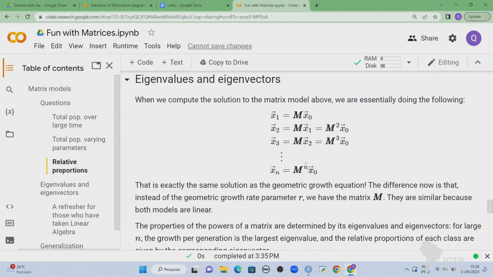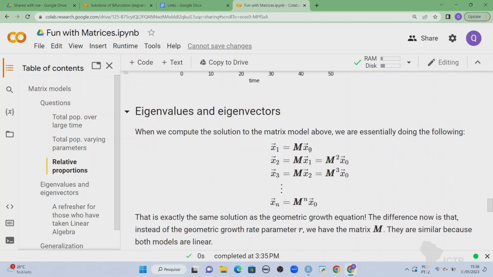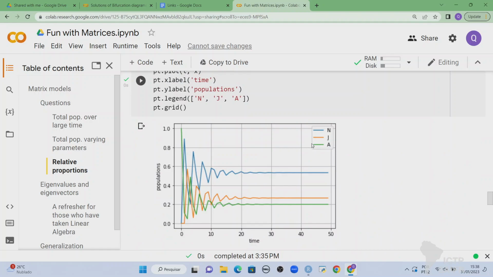The structure of this M to the power n, with n large, is always going to lead to something where the product is dominated by what we call the main eigenvalue, the principal eigenvalue, the eigenvalue of this matrix that has the largest real part, the largest value.